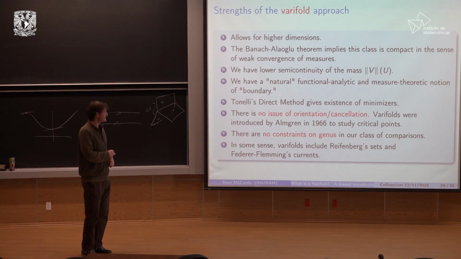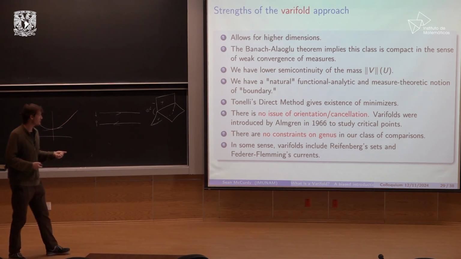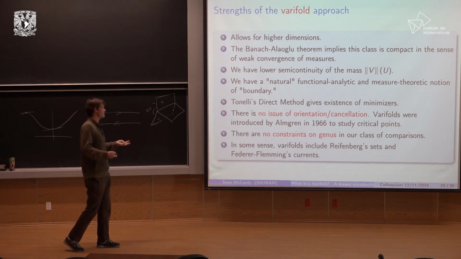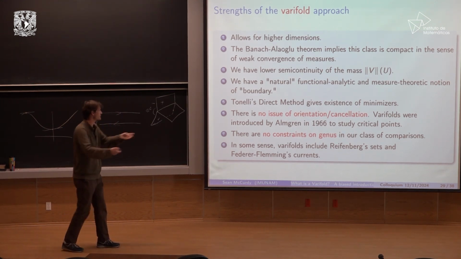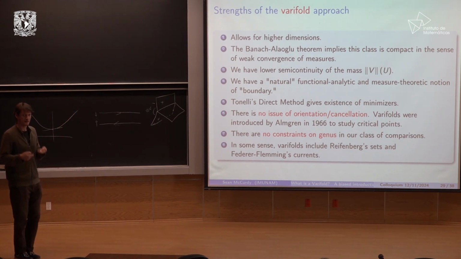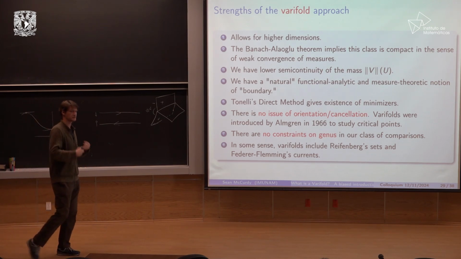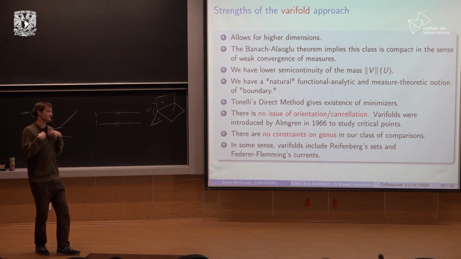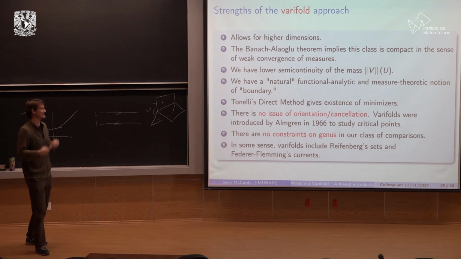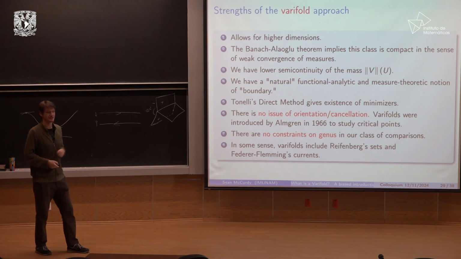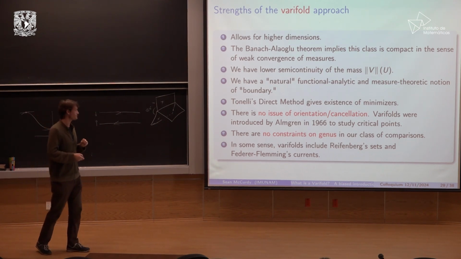And this approach has lots of strengths. It allows for higher dimensions, no problem. Again, the Banach-Alaoglu theorem implies that this class is compact in the sense of weak convergence of measures, so we get a very natural sense of compactness. We have lower semi-continuity of the mass under weak convergence of measures very naturally. And we also have a very, from my perspective, natural functional analytic and measure theoretic notion of the boundary. And so Tonelli's direct method will give us existence of minimizers. This is a good framework.